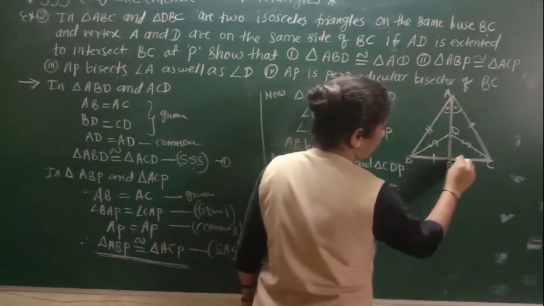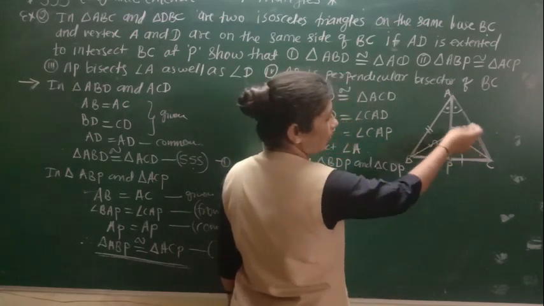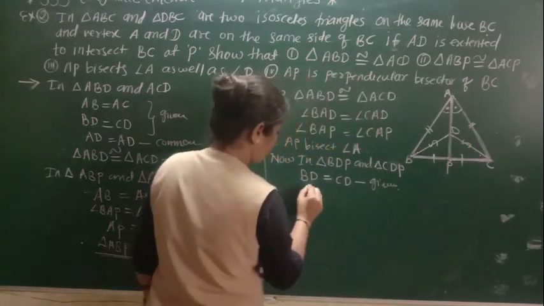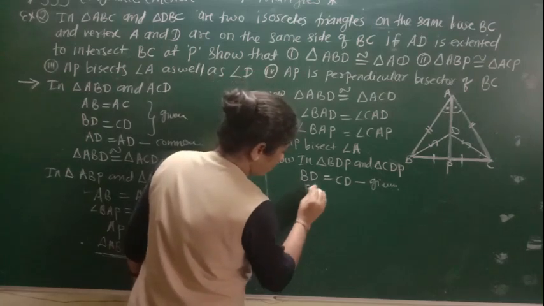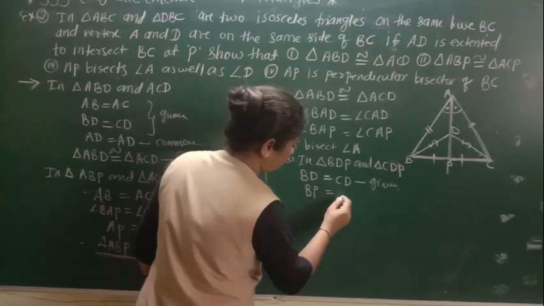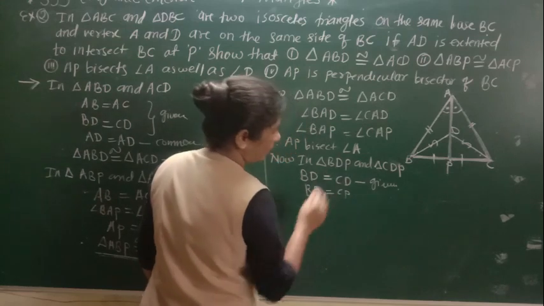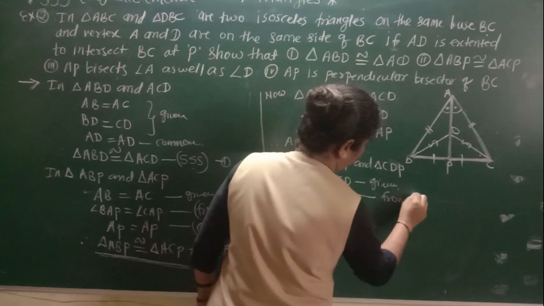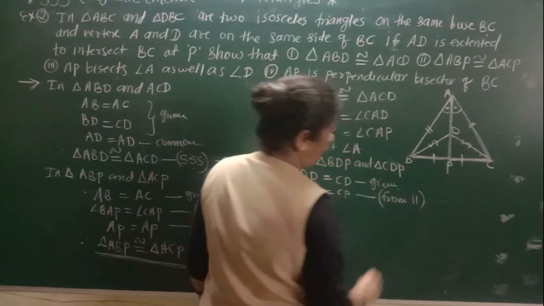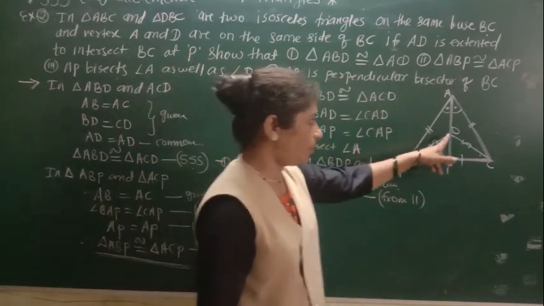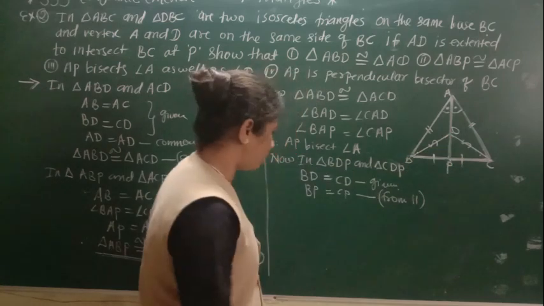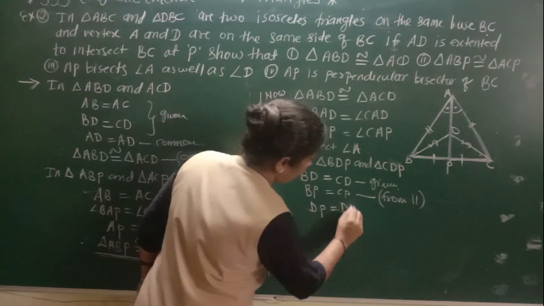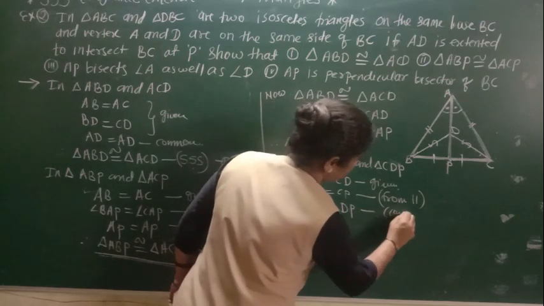So this is the corresponding part of these two congruent triangles. Understood everyone? So BP equals CP we write. Okay, so we will write from 2, and the third part is DP equals DP, which is common.